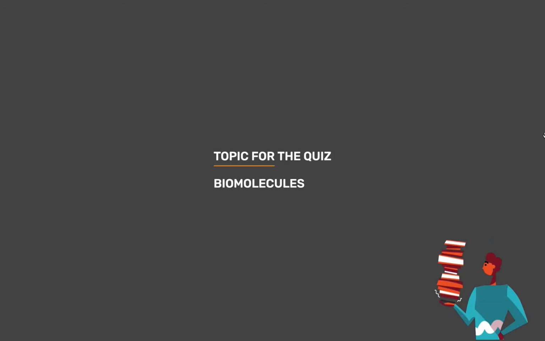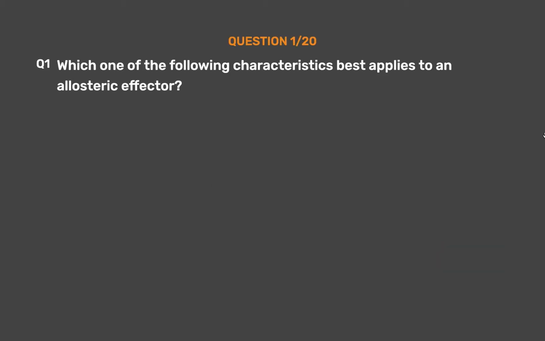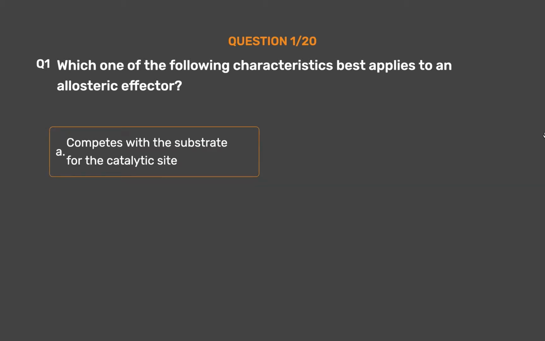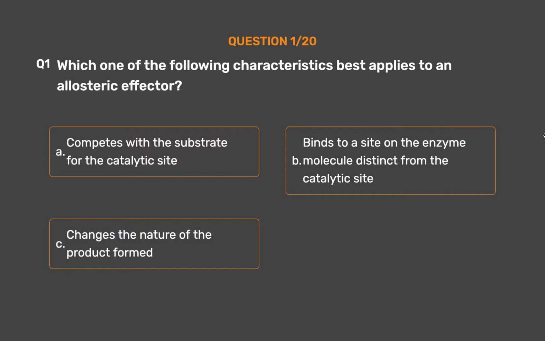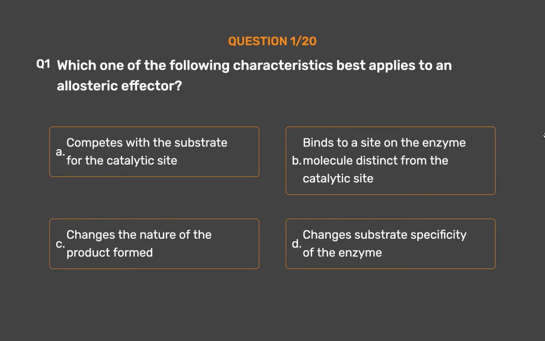Topic for today's quiz is Biomolecules. Question number 1. Which one of the following characteristics best applies to an allosteric effector? Option A. Competes with a substrate for the catalytic site. Option B. Binds to a site on the enzyme molecule distinct from the catalytic site. Option C. Changes the nature of the product formed. Option D. Changes substrate specificity of the enzyme.